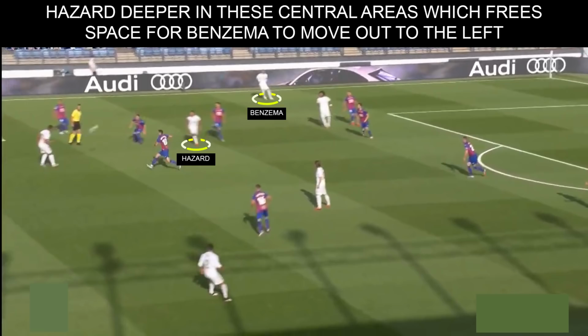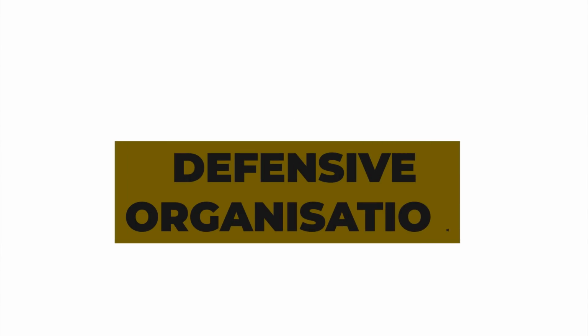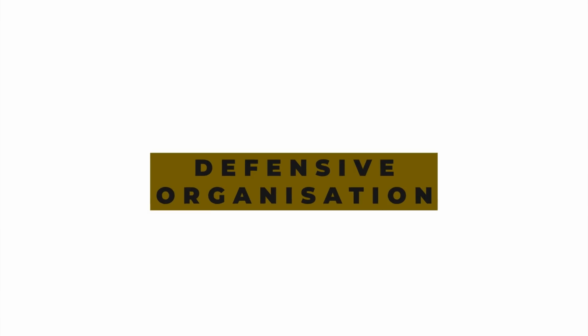We see shades of the left-hand overload in the first goal. Hazard is much deeper in the central region, opening up space for Benzema to push out to the left. Benzema has the support of Marcelo, and though the defender gets a tackle in, it breaks to Kroos, who finishes expertly. However, Madrid's defensive choices were also interesting.